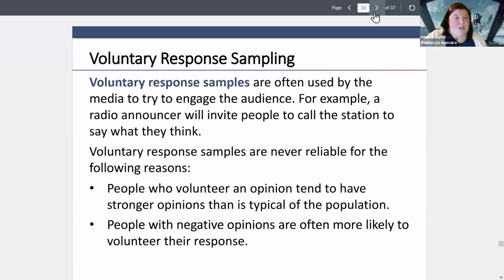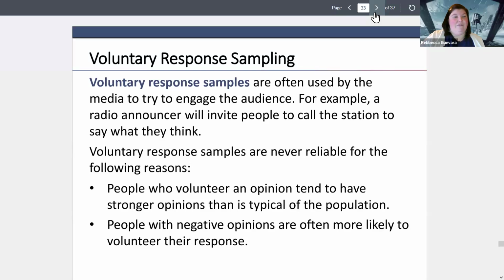Okay, so our last one to talk about is voluntary response sampling. Voluntary response sampling is often used by the media to try to engage the audience. This is when they ask you to call in to give your opinion, or, that used to be call in. Now you just send them a message. But anyways, for example, a radio announcer will invite people to call the station to talk about what they think.